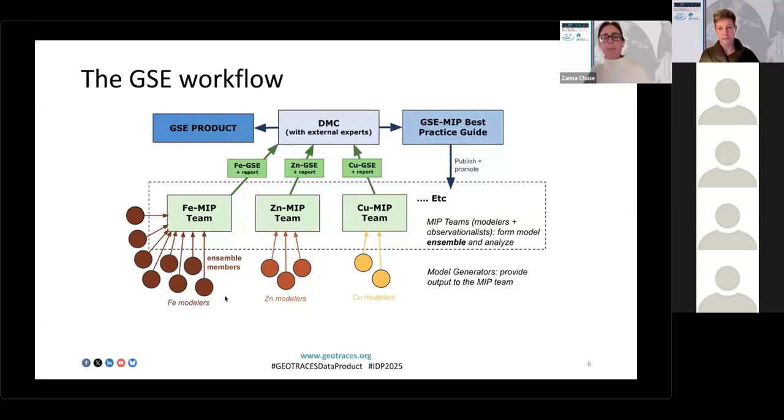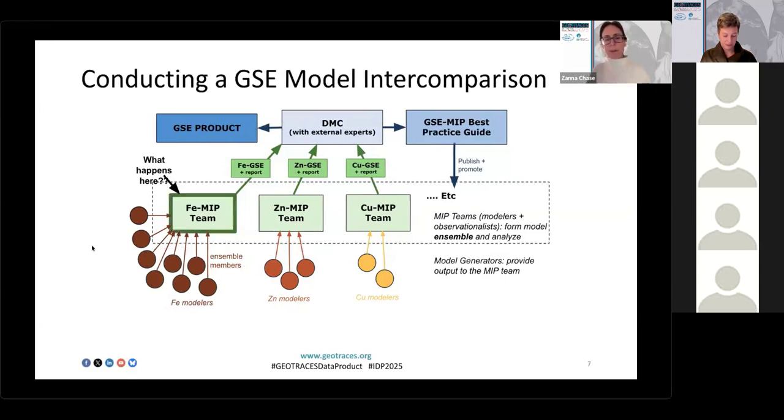Now down here we have the model generators, and they are the people who have published or maybe unpublished model estimates of different TEIs. They'll provide their model output to the intercomparison teams, who will then conduct this intercomparison. So I'll tell you a little bit more now about how the teams will conduct their intercomparisons.